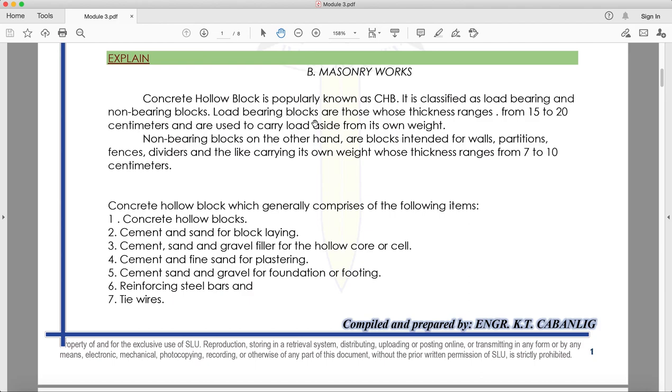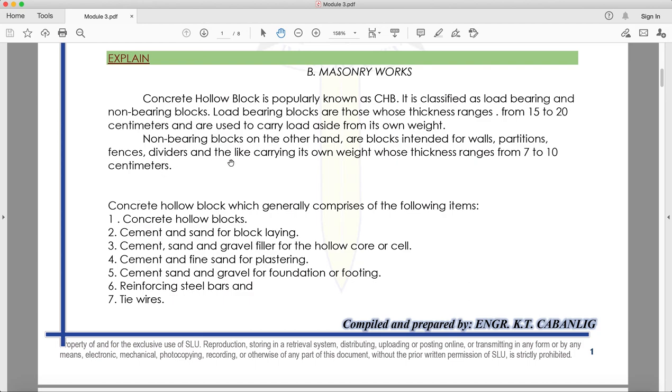If it is a load-bearing block, these have a thickness ranging from 150 mm to 200 mm and are used to carry load aside from their own weight. So if it is a load-bearing CHB, nagkikarry siya ng load aside from its own weight. And if its compressive strength is greater than or above 500 psi, then that is already considered load-bearing CHB.